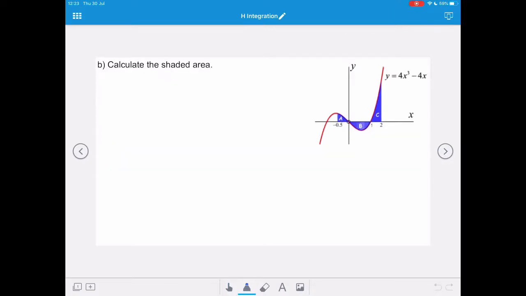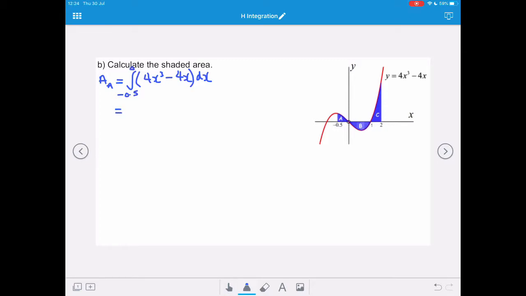So now that we know the value of a, we can calculate the shaded area. And you can see that the diagram has split this area into 3 different chunks, A, B, and C. And we're going to have to evaluate the definite integral or the area for each of these chunks separately. So we'll start off with working out the area for section A. And we're evaluating the definite integral of 4x cubed minus 4x with respect to x between negative 0.5 as our lower limit and 0 as our upper limit.